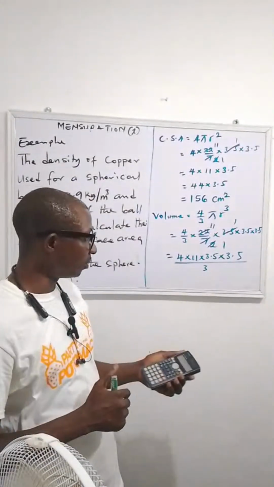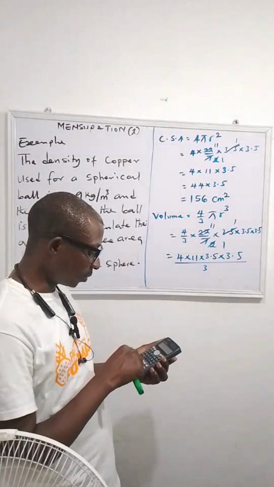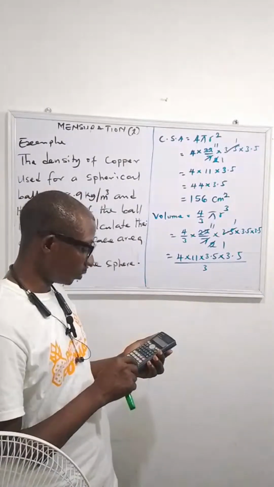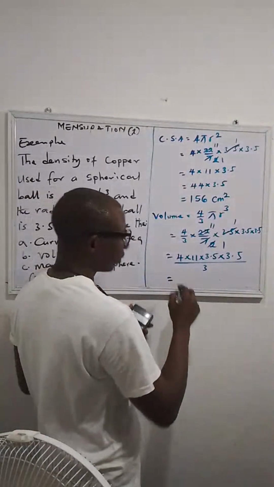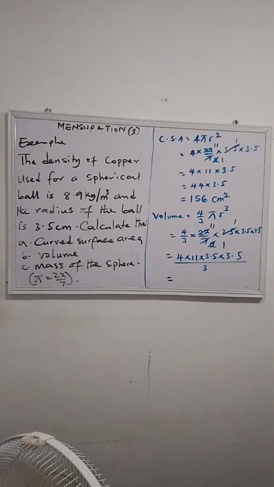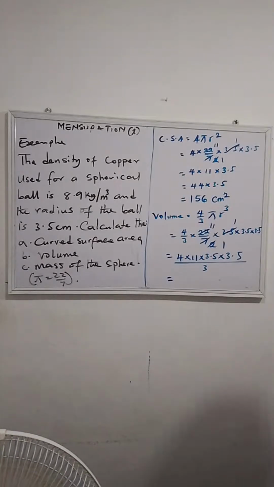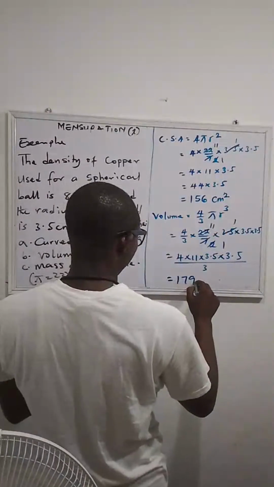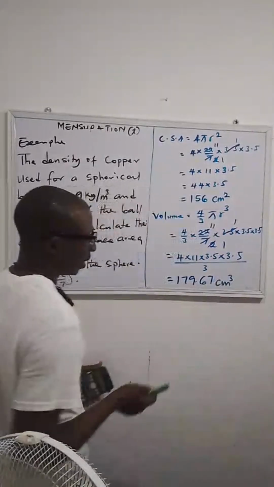So when you multiply and you divide by 3, that's 44 times 3.5 squared, and divide that by 3. So what do you have? Is anybody giving me the answer? Okay, you are still working on it. Alright, so what I have here now is 179.67 centimeter cube. Alright, so that is the volume.